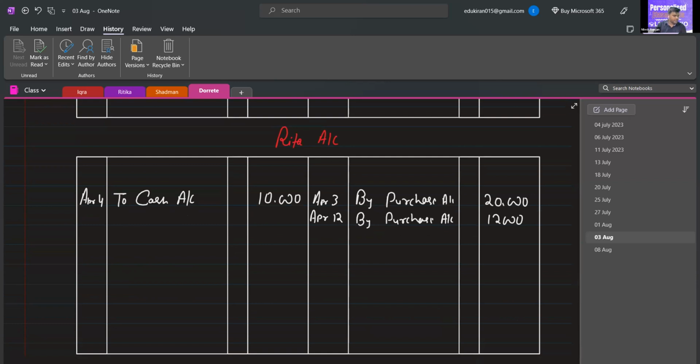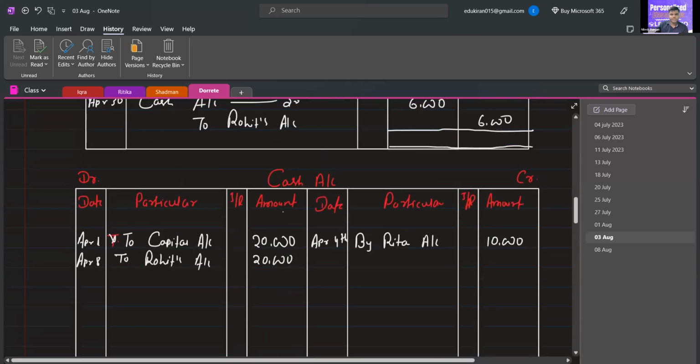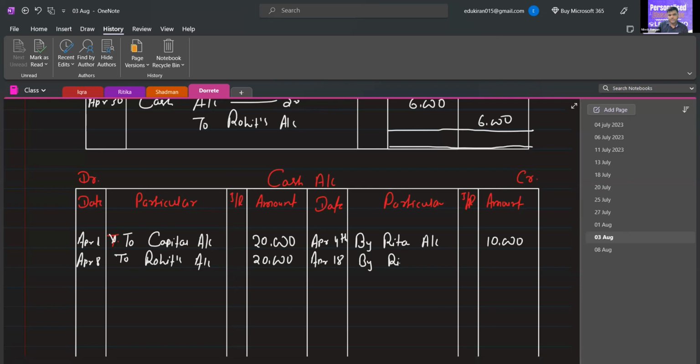Next is cash paid to Rita again. So April 18 to cash account, it is 20,000. And in cash account, it is by Rita, 20,000. Okay.